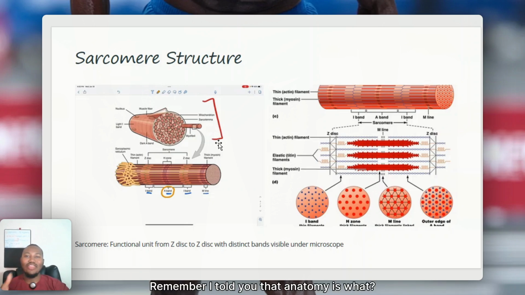Remember, I told you that anatomy is what? Location, location, location. I can even say structure, structure, structure. But physiology is what? Function, function, function. You are expected to know what the light band is, what the I band is, what the A band is, what the line is, what the H zone is. You are expected to know these things.